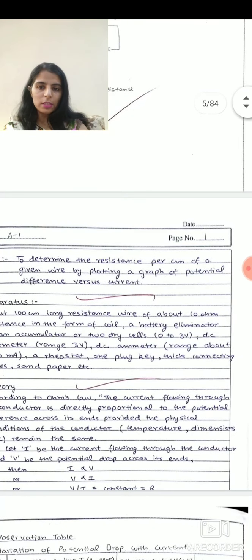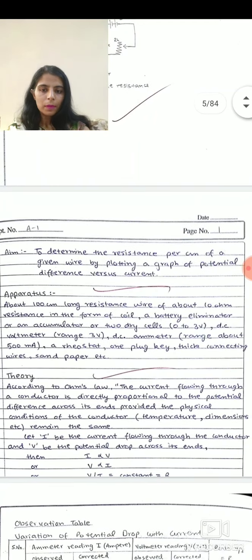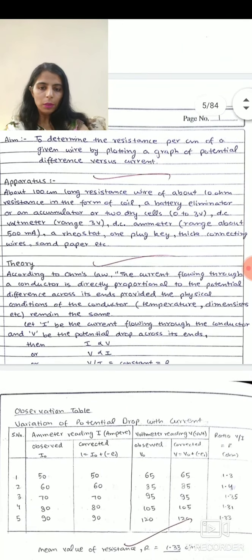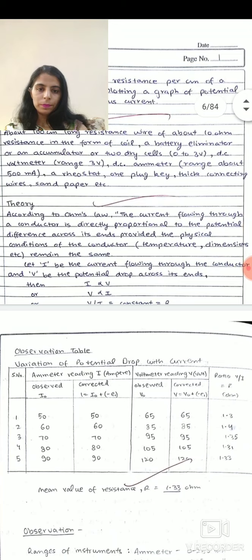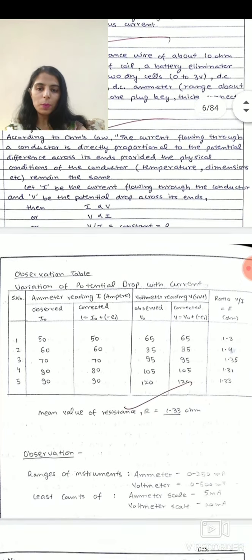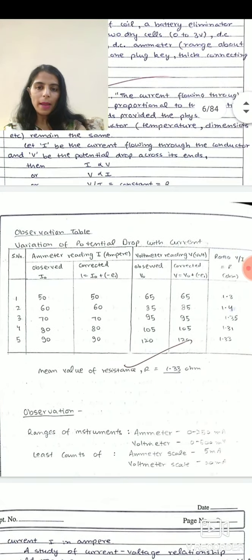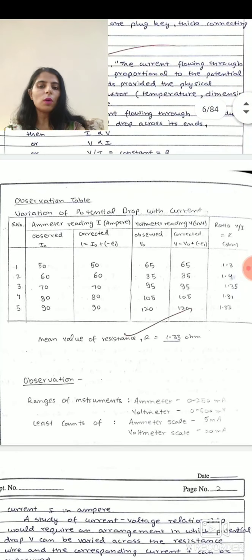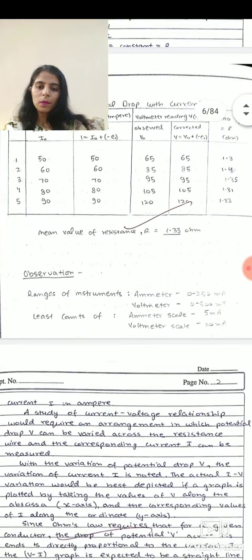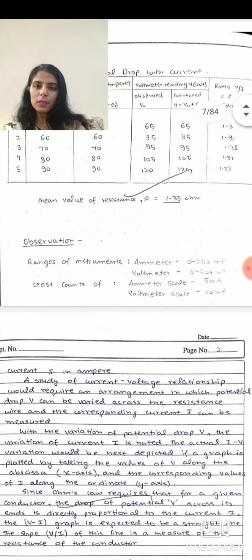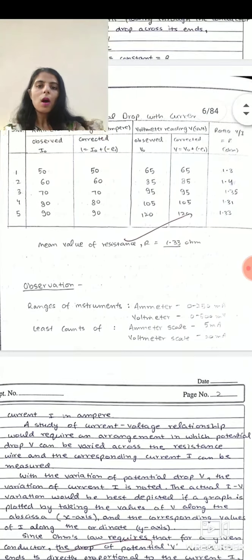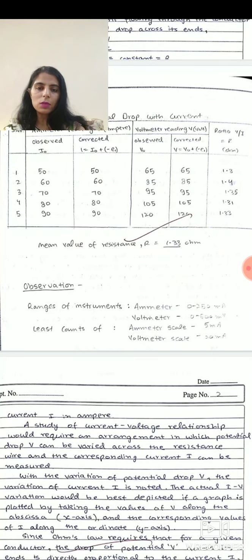On the ruled page, again write the aim, then apparatus, then theory. Now come to the next page, the second blank page. You have to draw the observation table, the observations, on the left hand side, that is on the blank page. Always prefer doing calculations with a pencil.